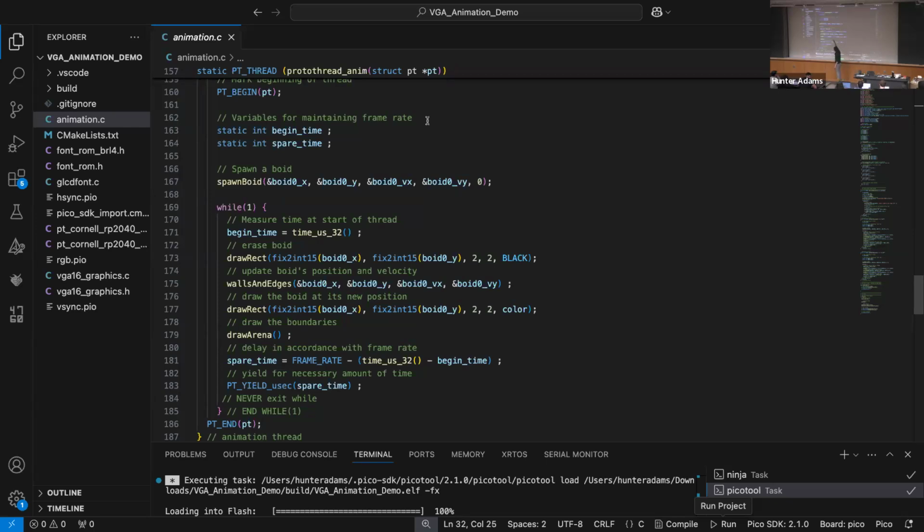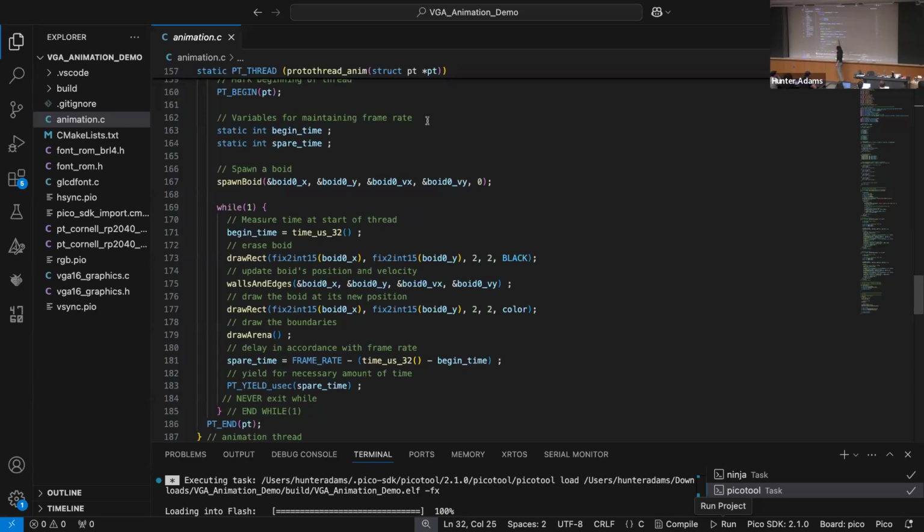Every time we get scheduled, we check the current time on the microsecond timer. We erase the ball, which is the same as drawing a black ball over the present position of the ball, right? In order to spend as little time in this thread as possible, we only want to affect exactly the pixels that we need to change. So we don't black out the whole screen. We just draw over the ball that we want to erase.